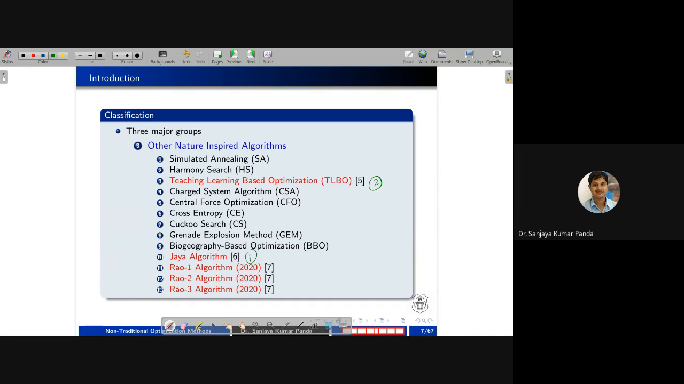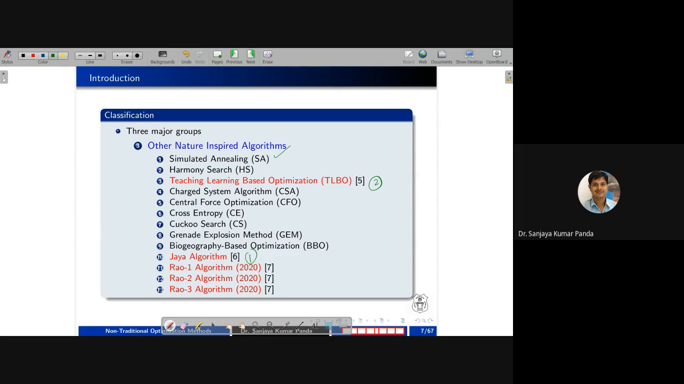Similarly, in 2020 during COVID time, another set of algorithms became available, called Rao 1, Rao 2, Rao 3. These are the three variants of an algorithm which was proposed by Professor Rao from SVNIT Surat. Apart from that, other methods like simulated annealing, a quite old method, belong to this particular group. Harmony search, cuckoo search, cross entropy, central force optimization, charged system search, grenade explosion method, biogeography based optimization are very popular methods in this group.